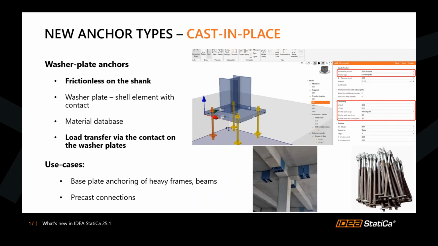The second cast-in-place type that we have added is the washer plate anchor. This will be frictionless on the shank, right? And then the load will be transferred via the contact on the washer plate. The use cases for this one are usually base plate anchoring of heavy frames or beams, and also precast connections, like the precast RC beam connection you see in the picture here.